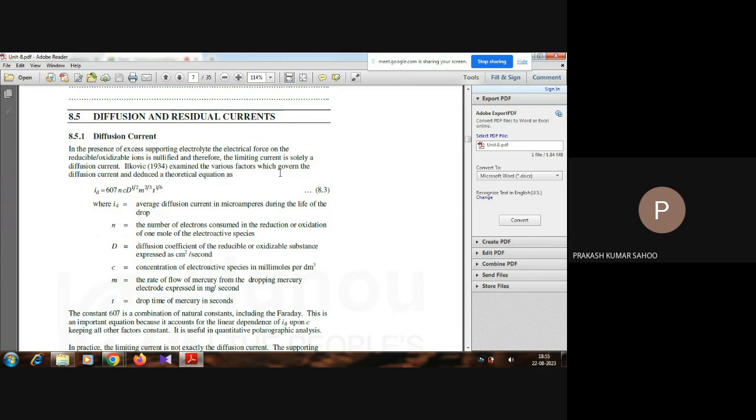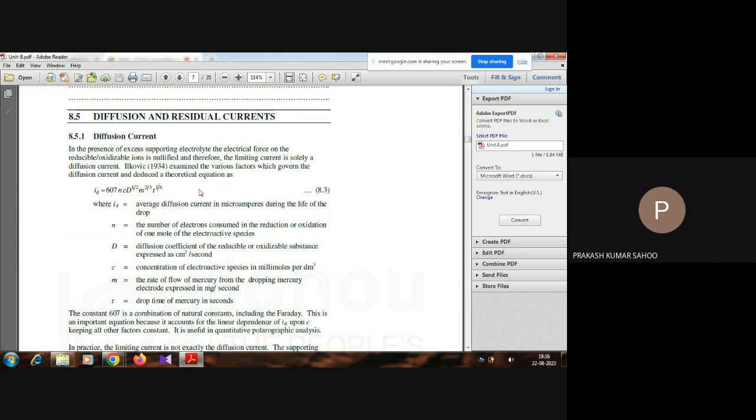current. So when there is excess supporting electrolyte, this is the salt bridge. In the presence of excess salt bridge concentration, that is potassium nitrate, the electrical force on either side ion is nullified, and therefore the limiting current is solely a diffusion current. So now what happened? Neutralization is maintained on either side of the cell due to presence of this supporting electrolyte or salt bridge.